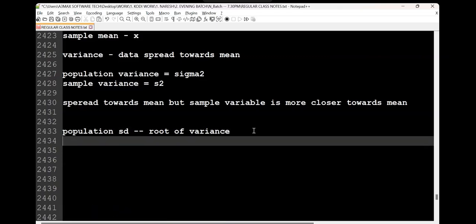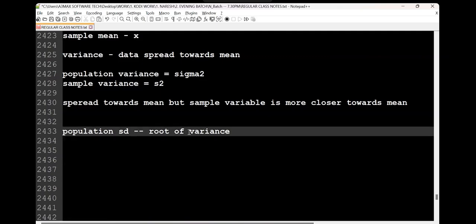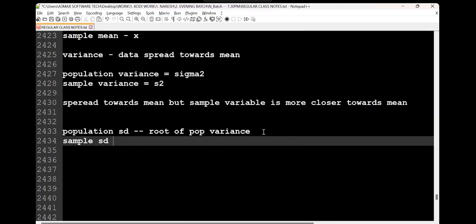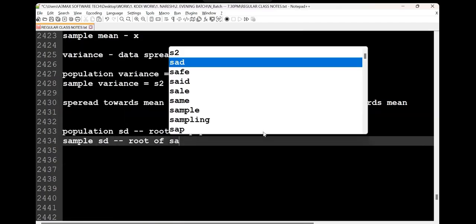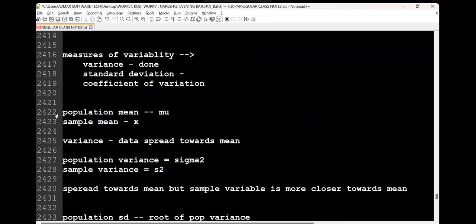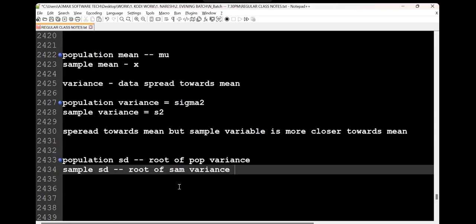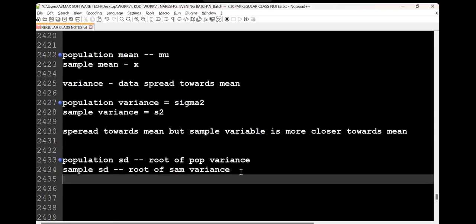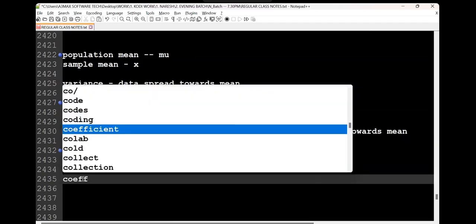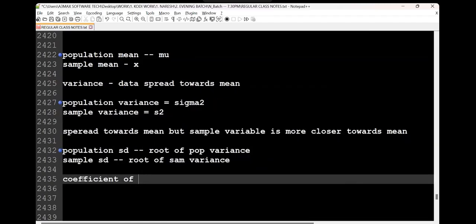So population standard deviation is what, guys? Root of population variance, and sample standard deviation is root of sample variance. So I think population mean we are clear, population variance we are clear, population standard deviation we are clear. I'll get back to you with some examples now. Then the last one is coefficient of variation.